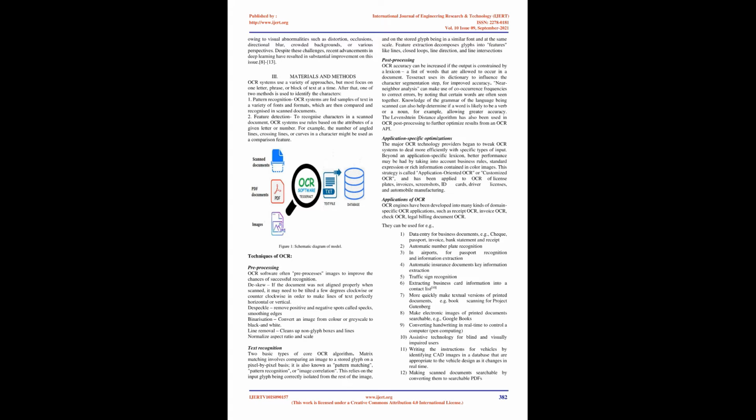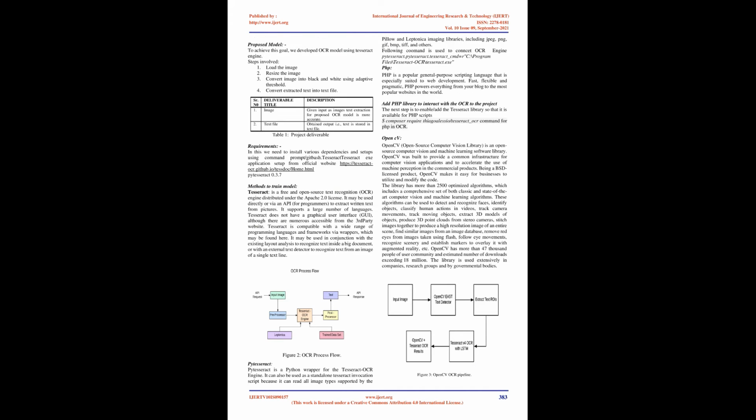Text recognition in an unrestricted natural environment is a difficult challenge for computer vision and machine learning. Traditional optical character recognition, OCR, systems are primarily concerned with extracting text from scanned documents. Natural scene text acquisition is more difficult, owing to visual abnormalities such as distortion, occlusions, directional blur, crowded backgrounds, or various perspectives. Despite these challenges, recent advancements in deep learning have resulted in substantial improvement on this issue.